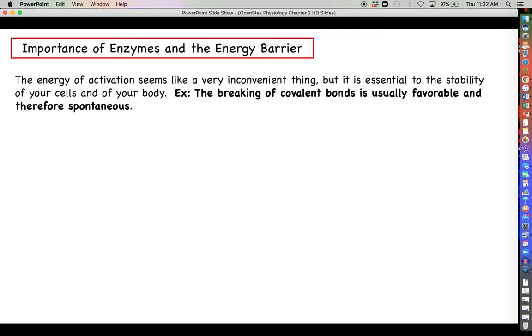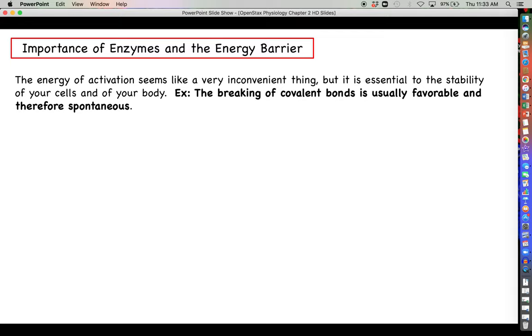Imagine the stability of all the molecules in your body if we did not have activation energy barriers. So all the proteins and all the carbohydrates and nucleic acids and lipids and all the molecules that make up your body, well, if we don't have activation energy barriers, those covalent bonds would be very, very easy to break. Guess what? Breaking those covalent bonds is spontaneous. Those covalent bonds in most cases are going to be at a high energy. So breaking those bonds should be fairly spontaneous.